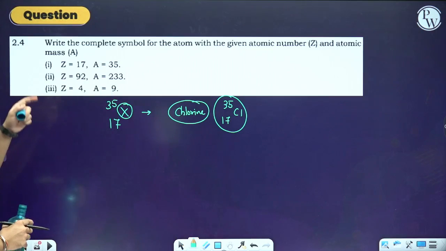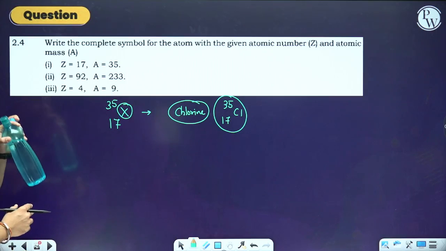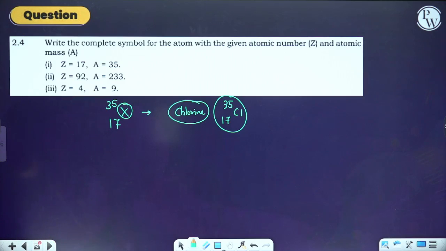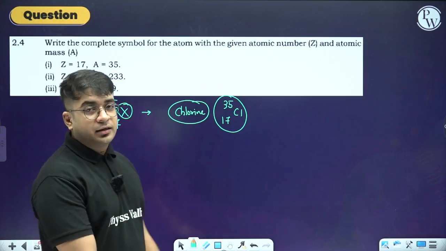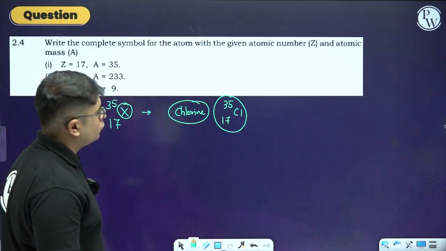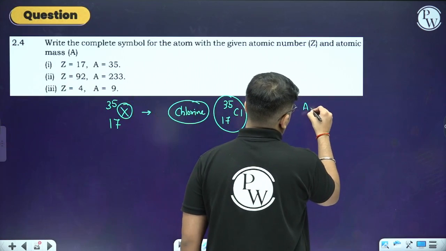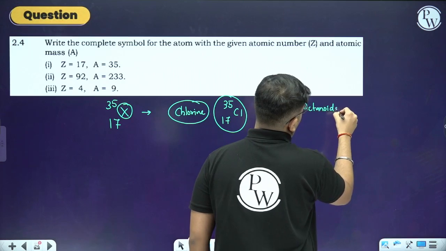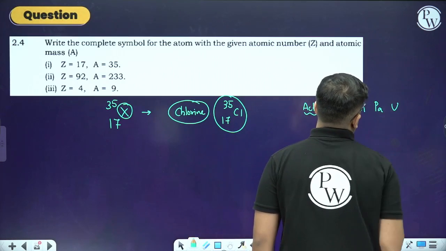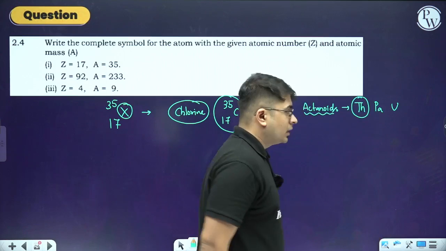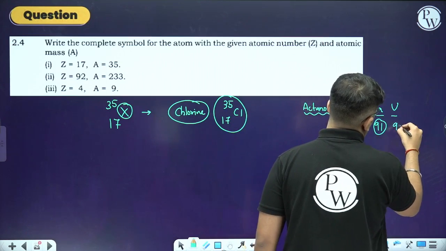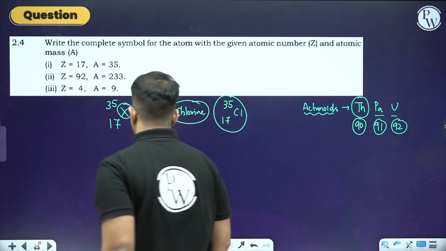Okay, now the next part is 92 X 233. This part is also very easy, but after knowing the entire periodic table, you will get to know which type of element we are considering in this particular case. So we have a special series, which is actinoids. So this is the first part, which is thorium, and this has atomic number 90, then we have 91, then we have 92. So this 92 corresponds to uranium.